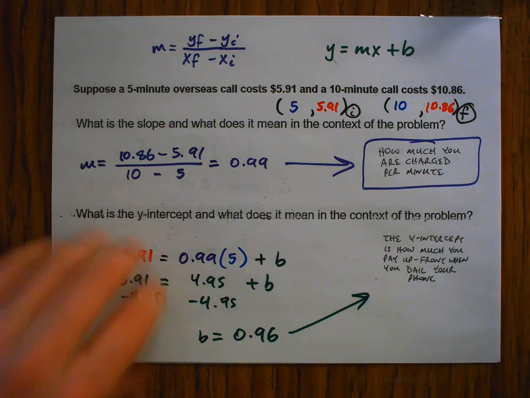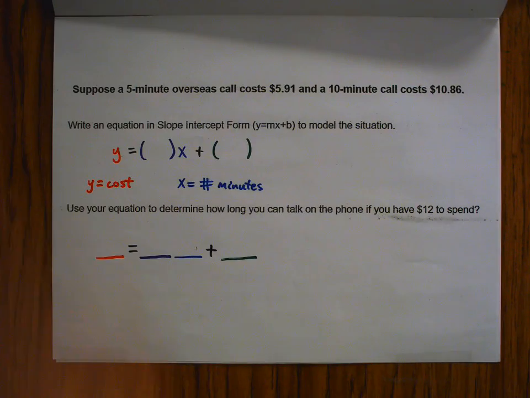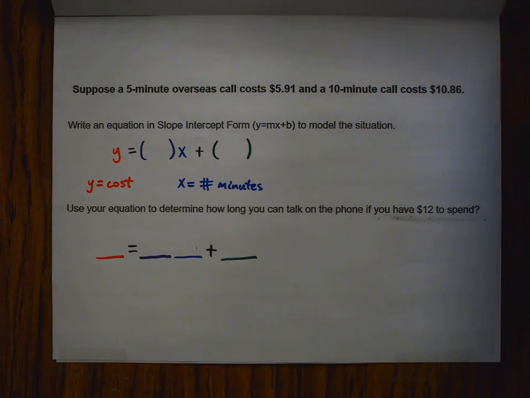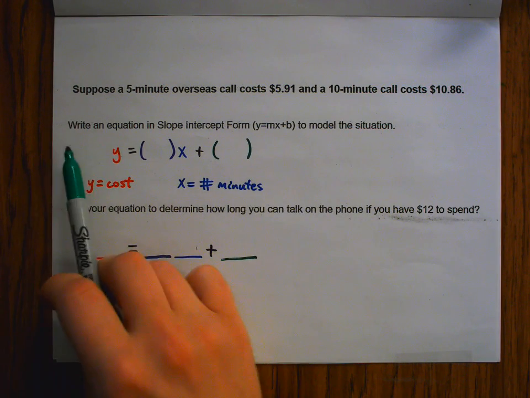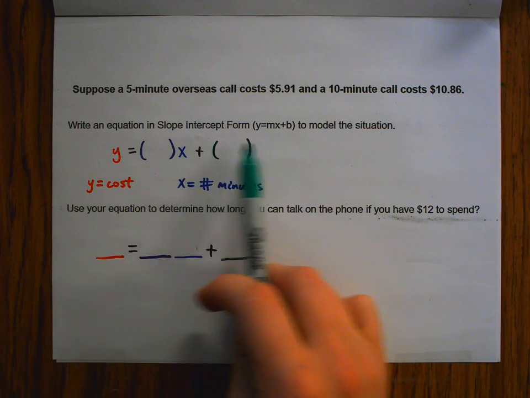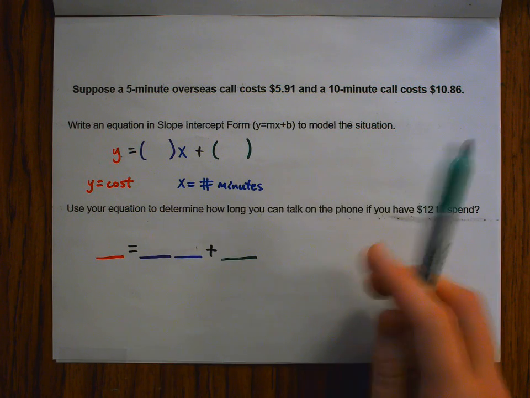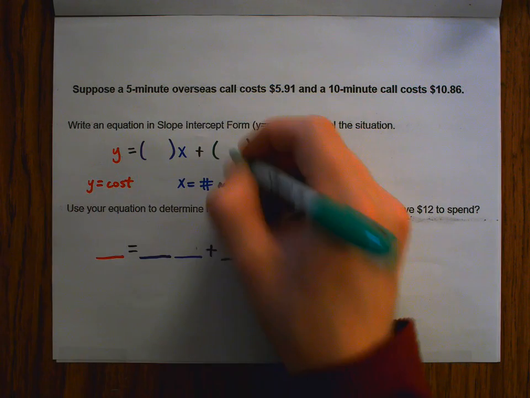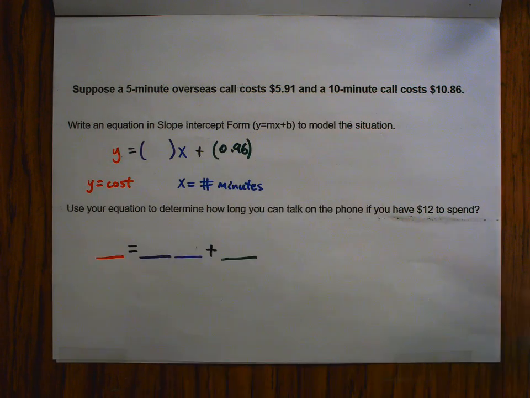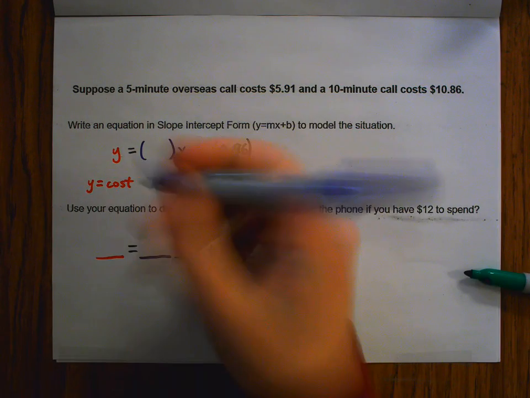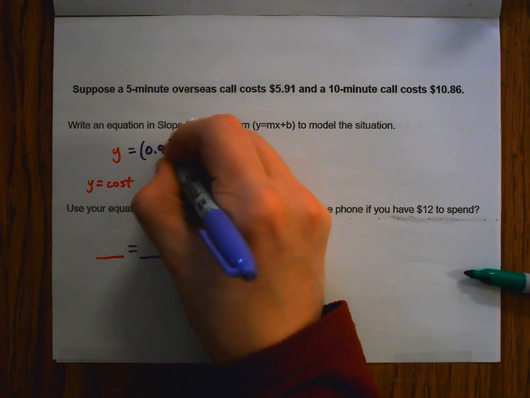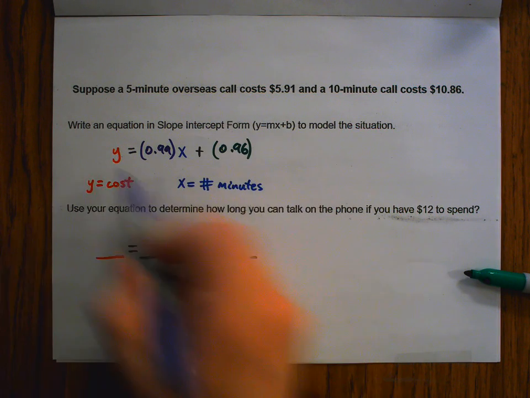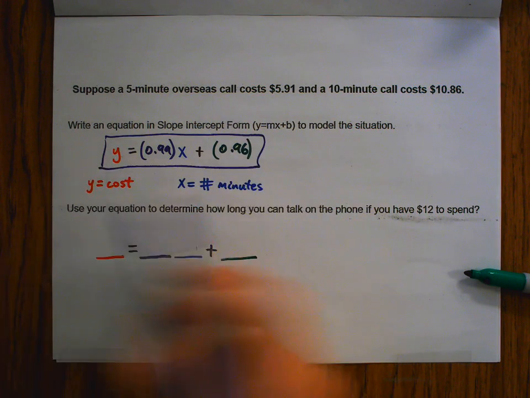Let's answer 2 more questions. Write an equation in slope-intercept form, y equals mx plus b, to model the situation. Well, you already solved for your slope and your y-intercept. Your y-intercept was 0.96. Your slope was 0.99, or 99 cents. You're done. This is your equation in slope-intercept form.